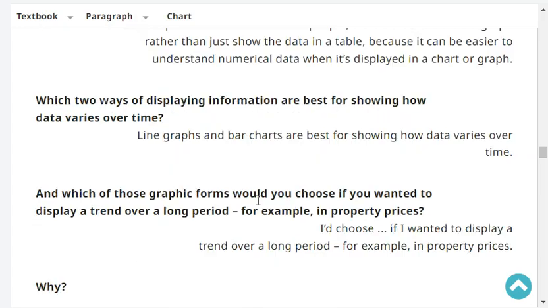Which two ways of displaying information are best for showing how data varies over time? Line graphs and bar graphs are best for showing how data varies over time.